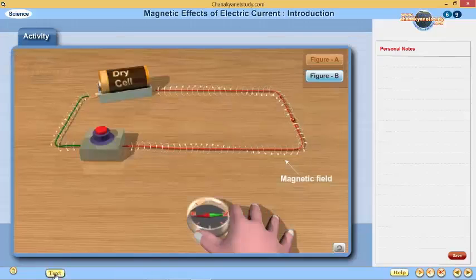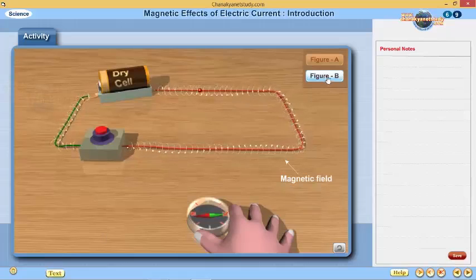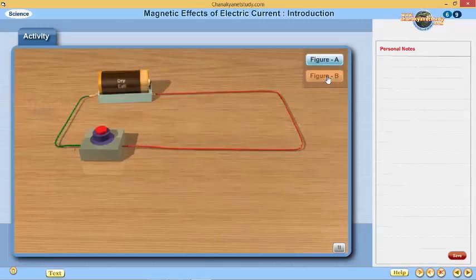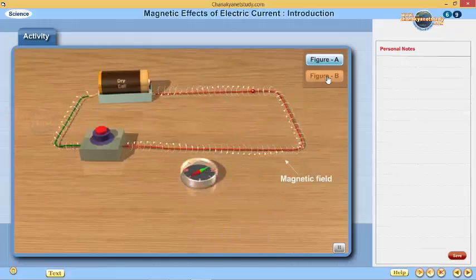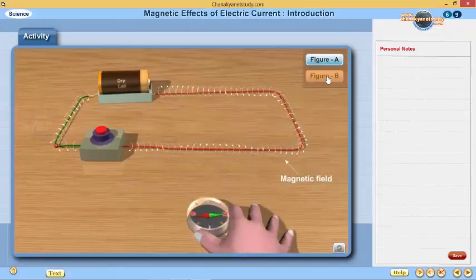Make a circuit by connecting the two terminals of the electric cell to the key as shown in the figure. Place the compass needle close to it. Note the direction in which the compass needle is pointing. While watching the compass needle carefully, close the key for a few seconds. Release the key and watch again.